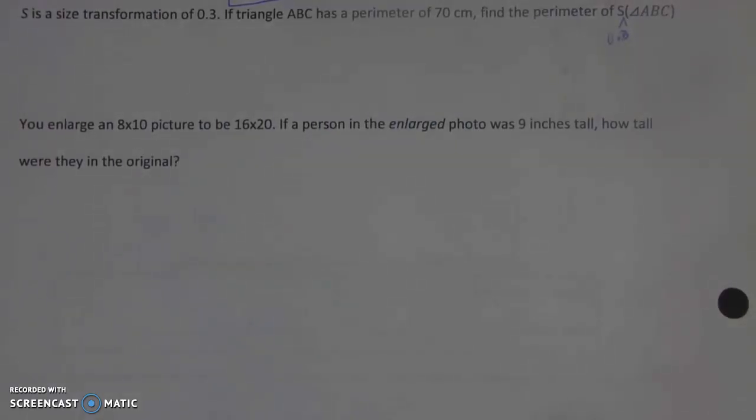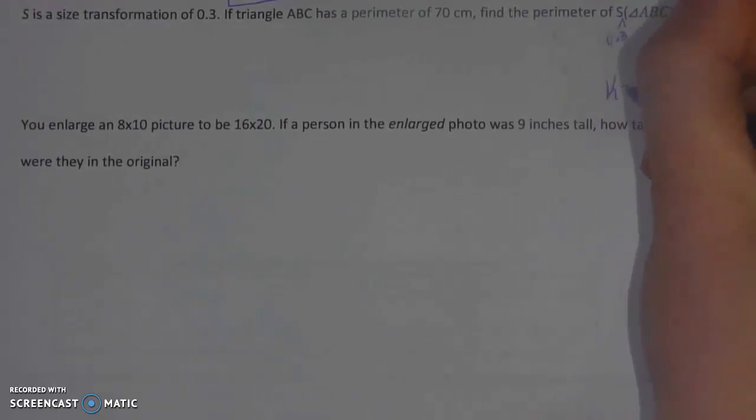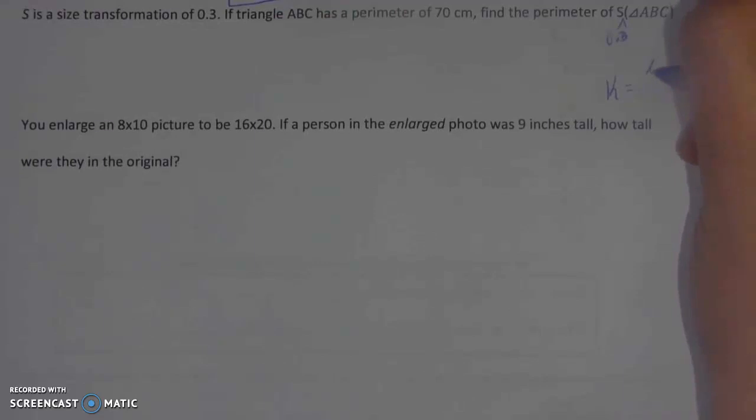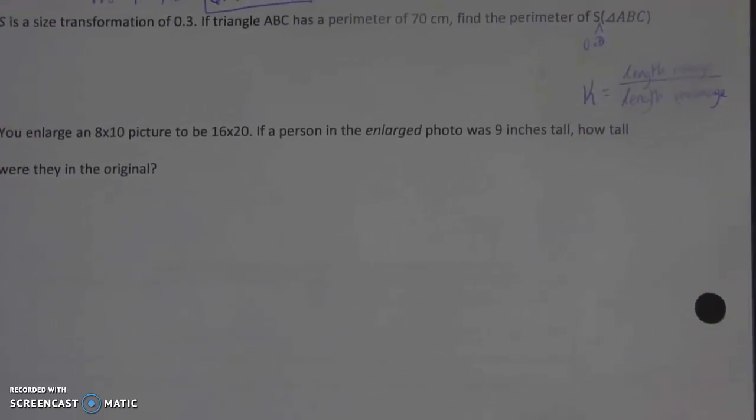And when we left off yesterday, we had been talking about how when you wanted to find the magnitude, or K, of a transformation, all you needed to do was divide a length in your image by a length in your pre-image. And that actually gives us a formula. And you can write this a couple different ways.